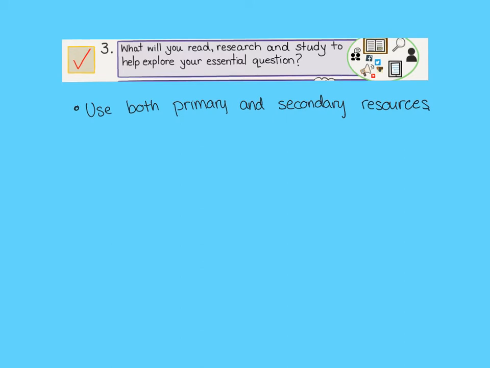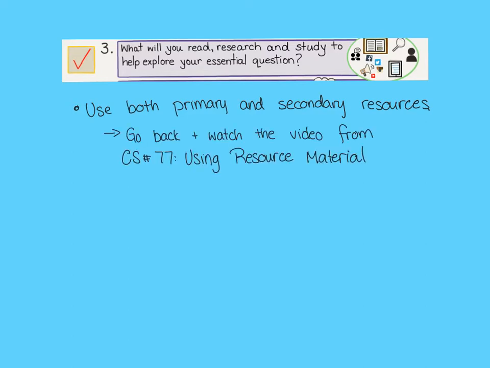When you're researching, it's important to use both primary and secondary resources. I would recommend going back and watching the video from CS number 77 on using resource material to get reacquainted with what is a primary resource, what is a secondary resource, and what are some examples of these.